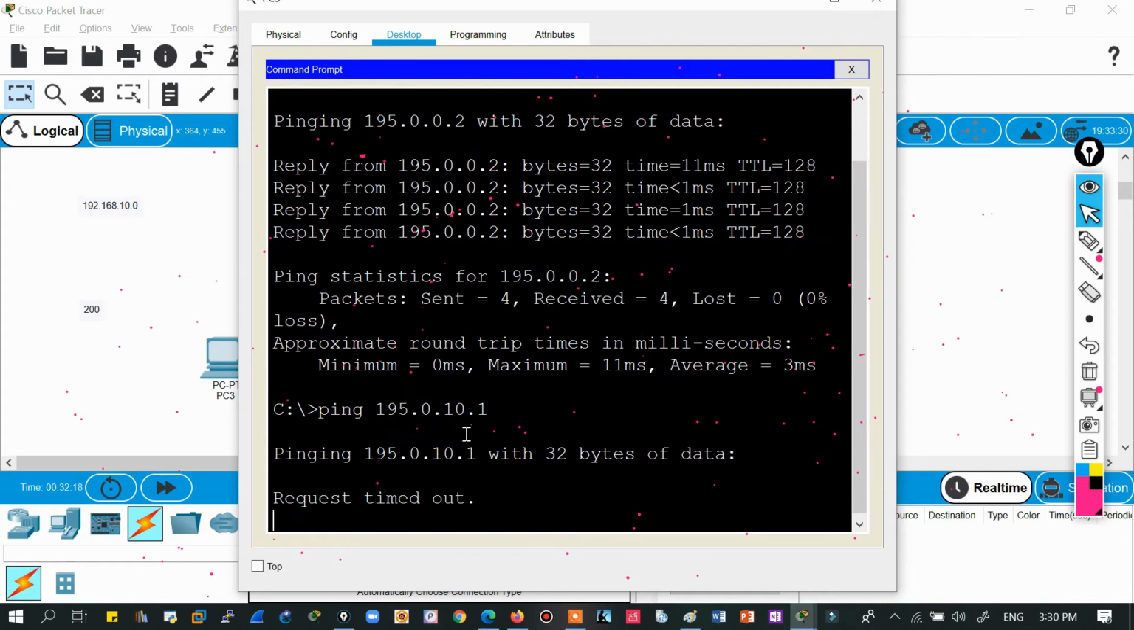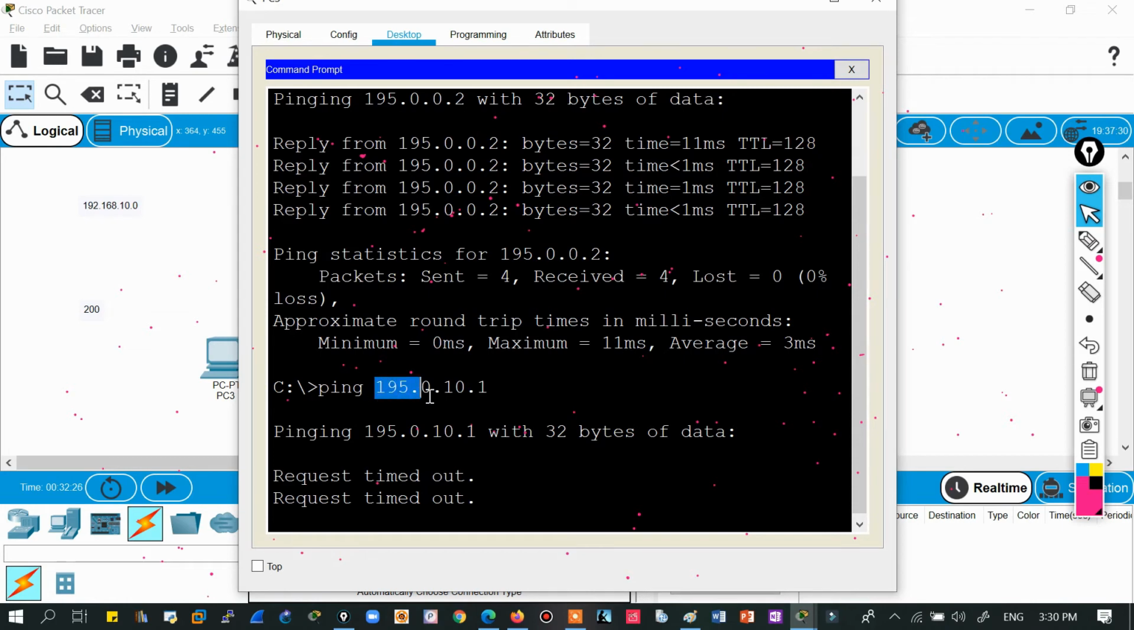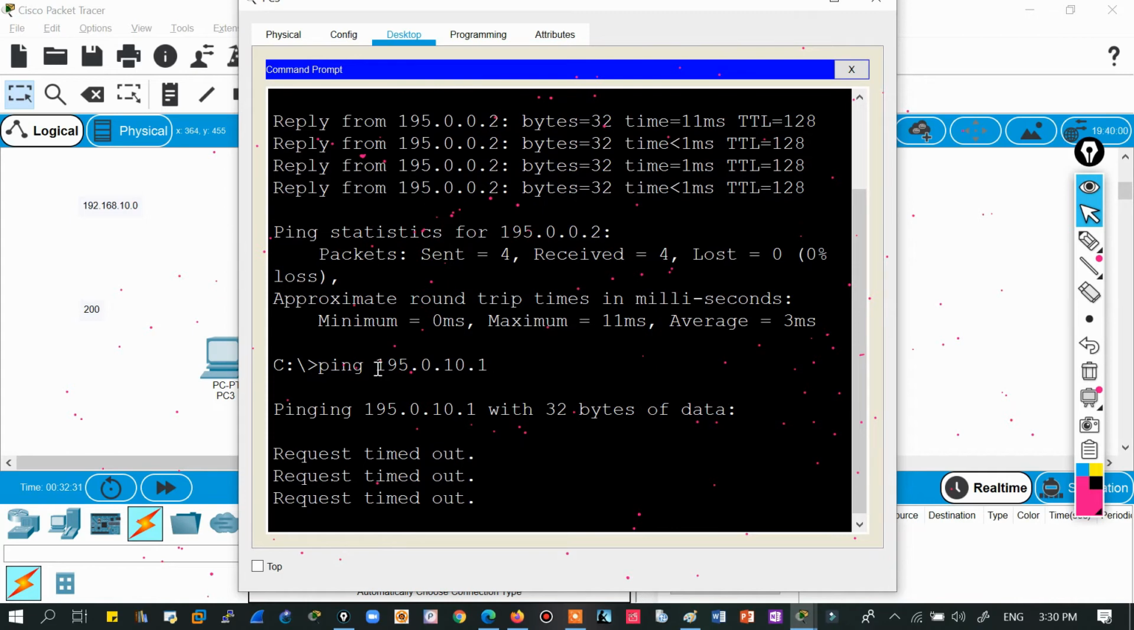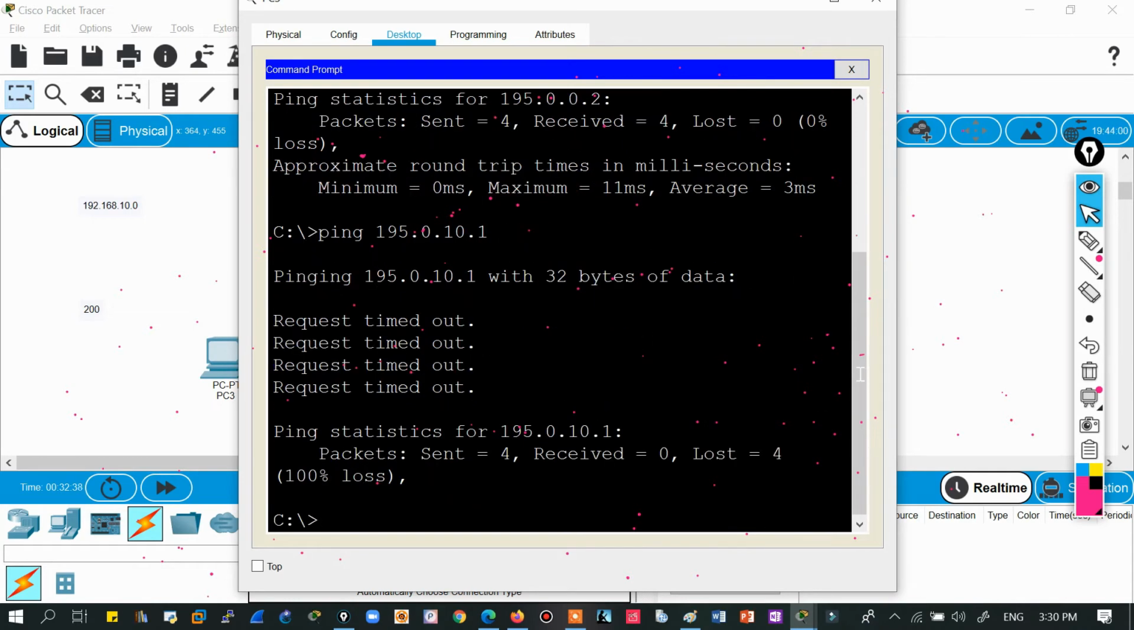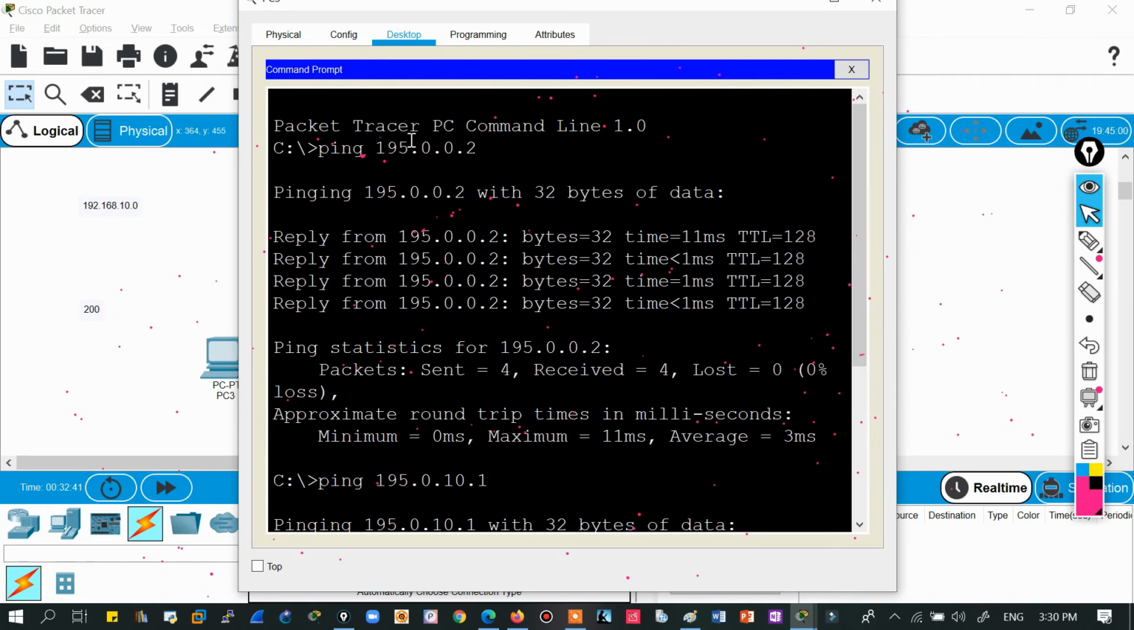This network is different than this network, because this is the 195.0.0.0 network, and this is the 195.0.10.0 network. So how did we identify? By looking at this network part. These three octets are reserved for network. So when there is a change in any of these parts, it means we are changing the network. When we look at these two, 195.0.0 and 195.0.10, it means we have changed something, so we have changed the network. This is a different network IP, and this is a different network IP, so there will be no communication.